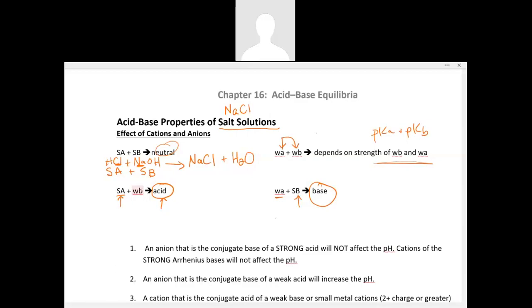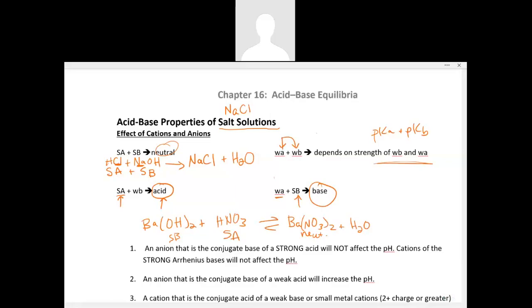So another example of strong, say we have barium hydroxide. We know that that's a strong base, an SB, and then we have nitric acid. So we're going to see that we get a neutral barium nitrate salt as our product here. So this we would consider neutral, and of course H2O. This is unbalanced though.